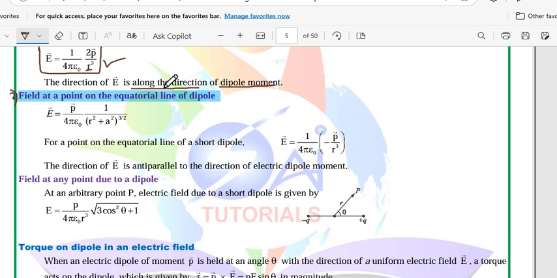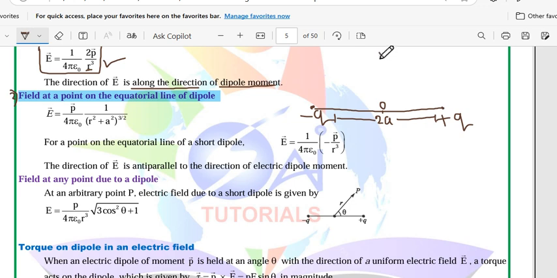Consider an electric dipole of charge plus q and minus q. In the same way, let us consider the charges. This is the point charge minus q, and this is plus q. Those are separated by a distance 2a. Right, this is 2a, and let P be a point on the equatorial line of the dipole.